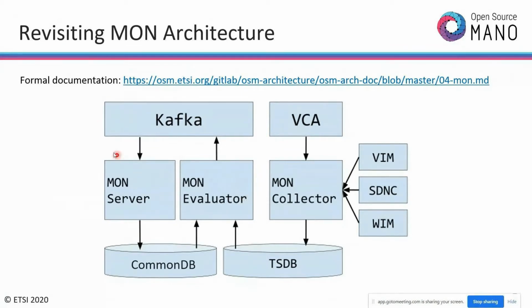There is a MON server. The MON server is primarily for writing new rules in the common database. For example, in the VNF, I have created a new policy. That new policy comes to Kafka, and from Kafka it comes to the MON server, and the MON server registers those new policies to the common database.